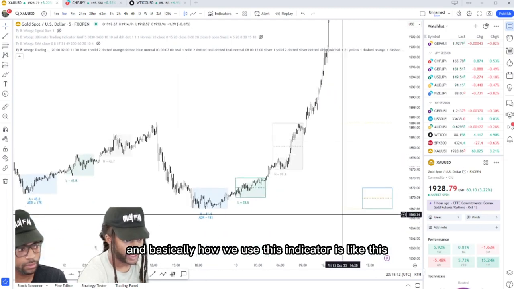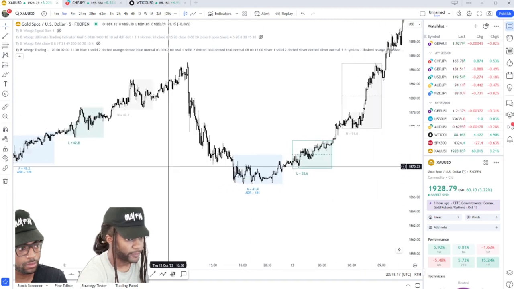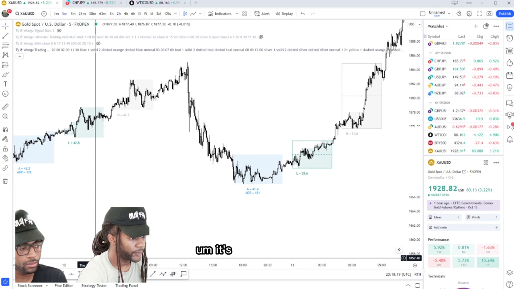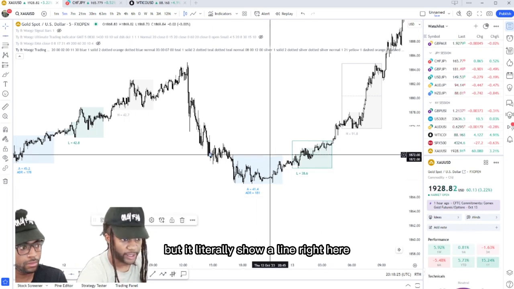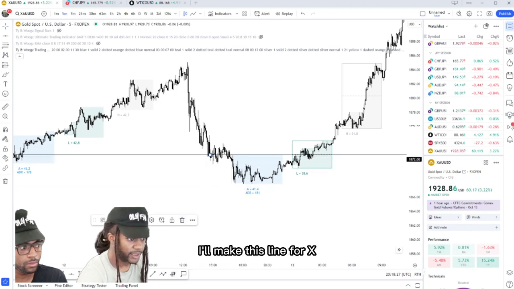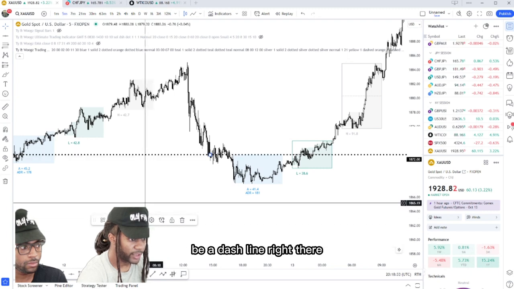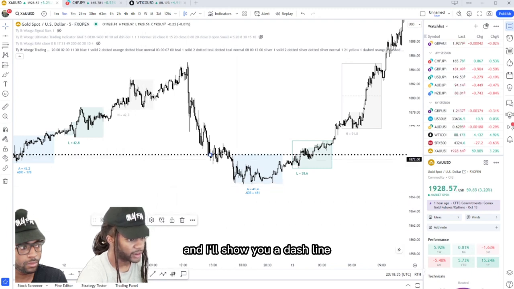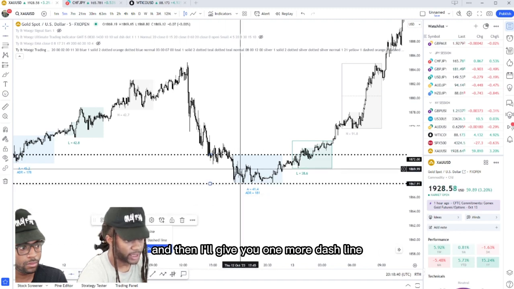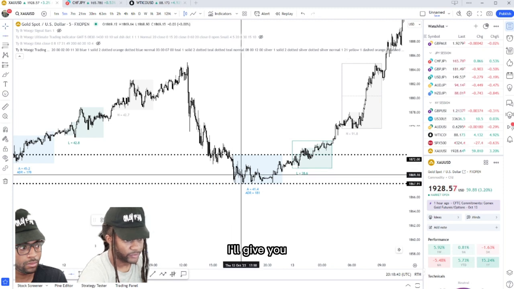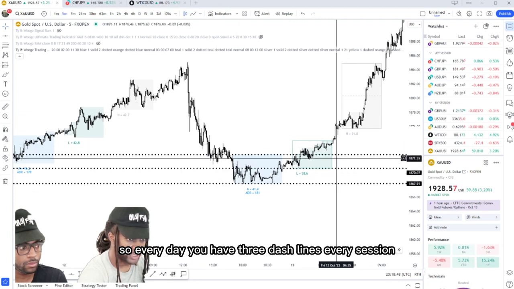And basically how we use this indicator is like this. It's not going to show now because the sessions are already closed out, but it'll literally show a line right here. And I'll make this line 4x. It'll show you a dash line right there, and a dash line right here at the bottom of the Asian session. And then it'll give you one more dash line at the middle of the Asian session. So every day you have 3 dash lines every session.